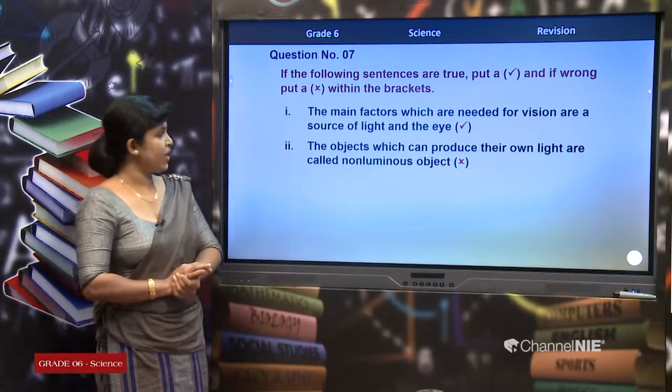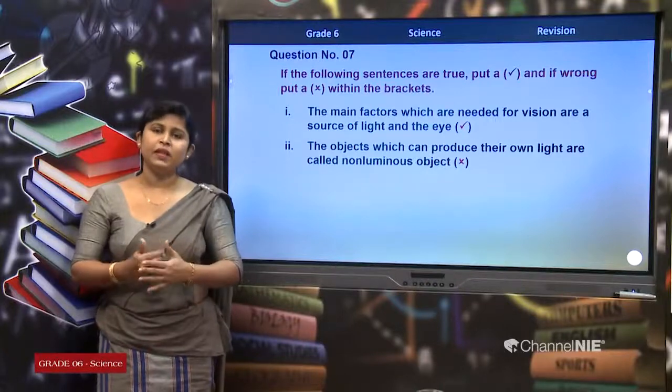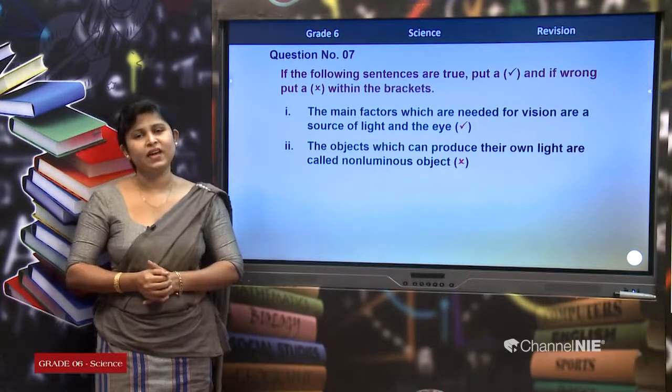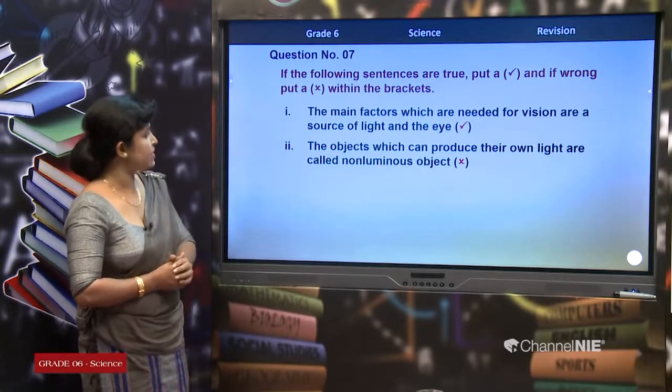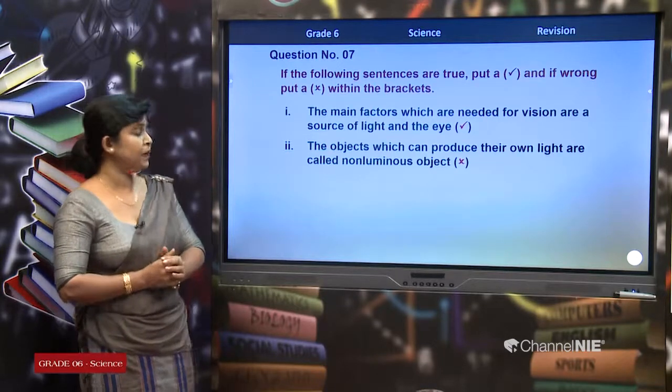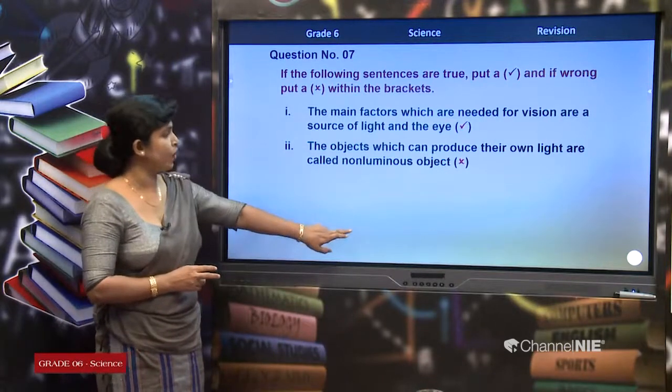The objects which can produce their own light are called non-luminous objects. The objects or the sources of light can be divided into 2 groups: luminous objects and non-luminous objects. The objects that can produce their own light are called luminous objects. But the objects that can't produce their own light are called non-luminous objects. So the objects which can produce their own light should be luminous objects, not non-luminous objects, so the statement is wrong.